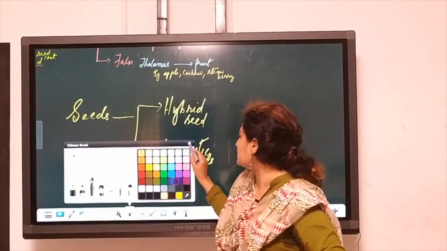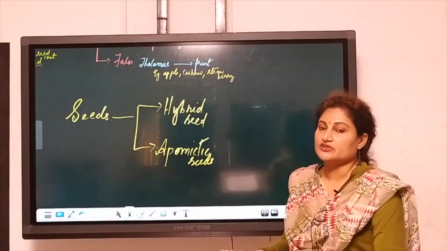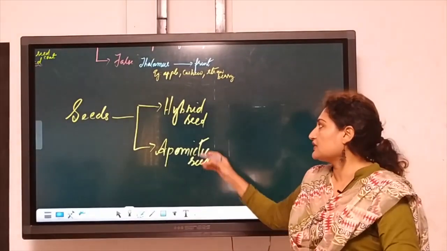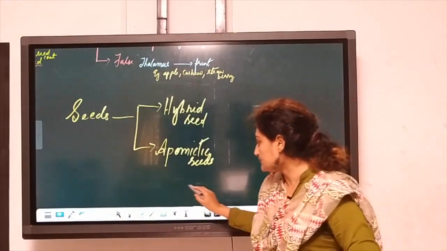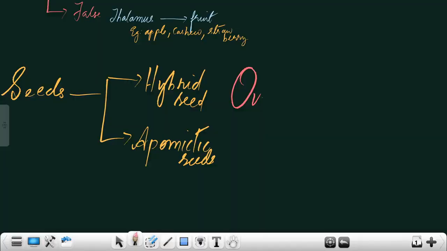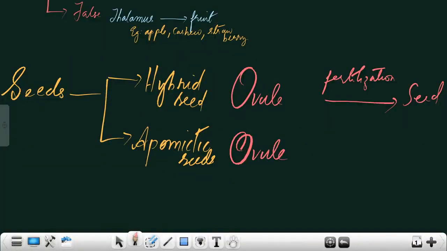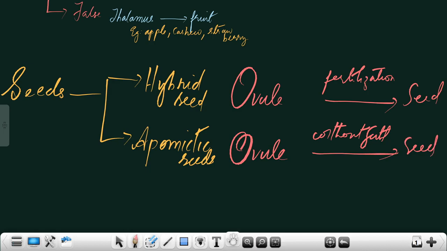Now, as mentioned earlier, what is hybrid seed? Ovule after fertilization, just like the ovary. Here it is the ovule after fertilization becoming the seed is known as hybrid seed. Ovule becomes the seed after fertilization. So what will be apomictic seeds? Just the opposite of this. Ovule without fertilization occurring, becoming the seed is known as apomictic seed.